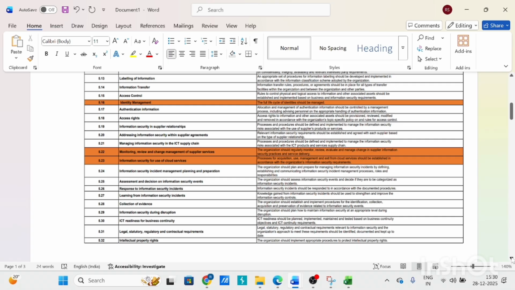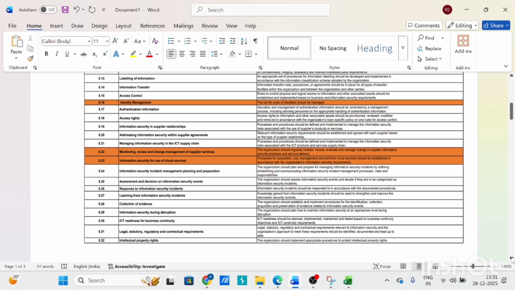Security incident management comes under 5.24, where the organization should plan and prepare for managing information security incidents by defining, establishing, and communicating information security incident management roles and responsibilities. 5.25 talks about the assessment and decision on information security events. The organization should assess information security events and decide if they are to be categorized as information security incidents. 5.26 talks about the response to information security incidents. All security incidents should be responded to in a timely manner as defined by the service level agreements.